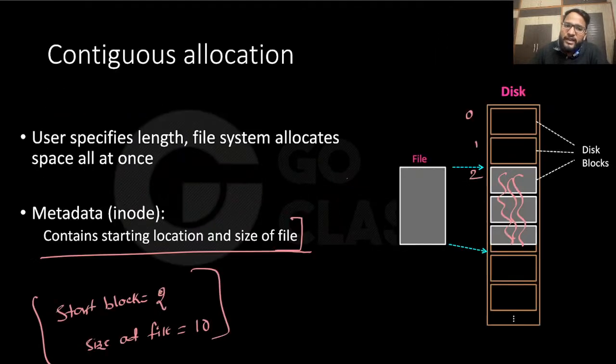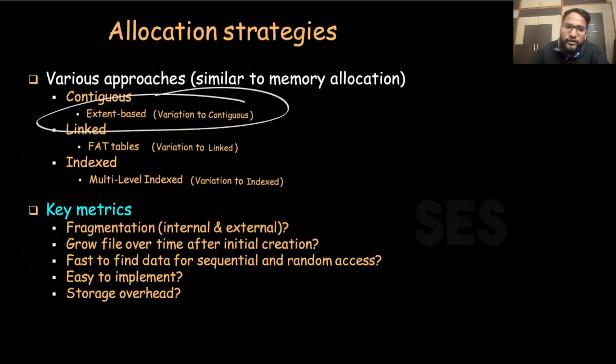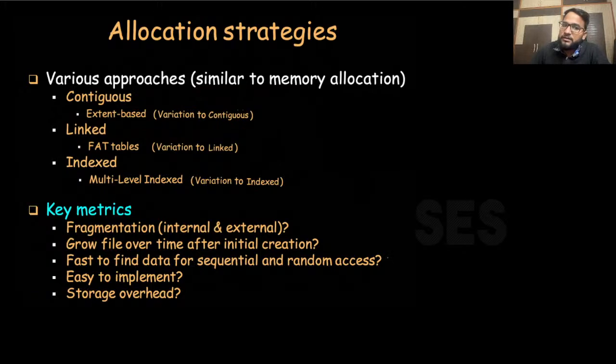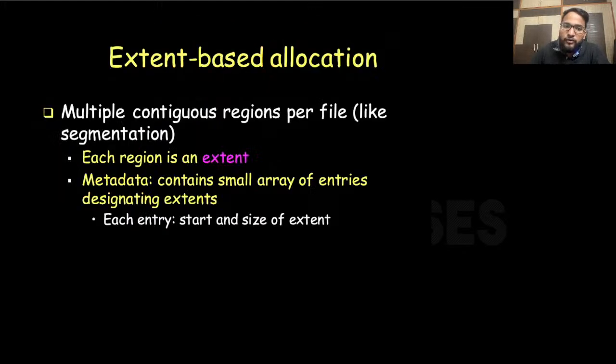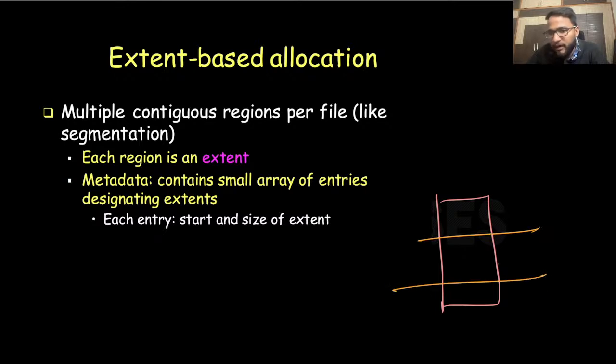Now, let's see a variation of it. There is a variation called extent based, which is a variation of contiguous. Let's see this extent based: multiple contiguous regions per file. In the contiguous method we were very rigid, that it will start from here and end at this point.